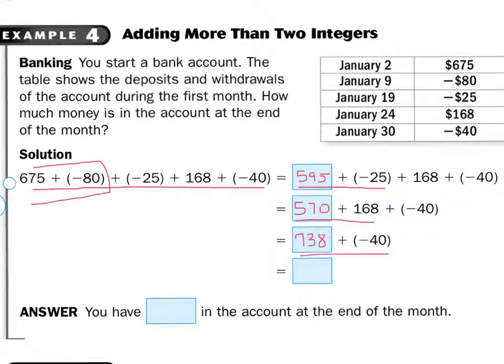And our last one, 738 plus a negative 40. You end up subtracting them because they are opposite signs, which will leave you at 698. And 738 is positive, so your answer is positive. So to answer the question, there is $698 in the account at the end of the first month.